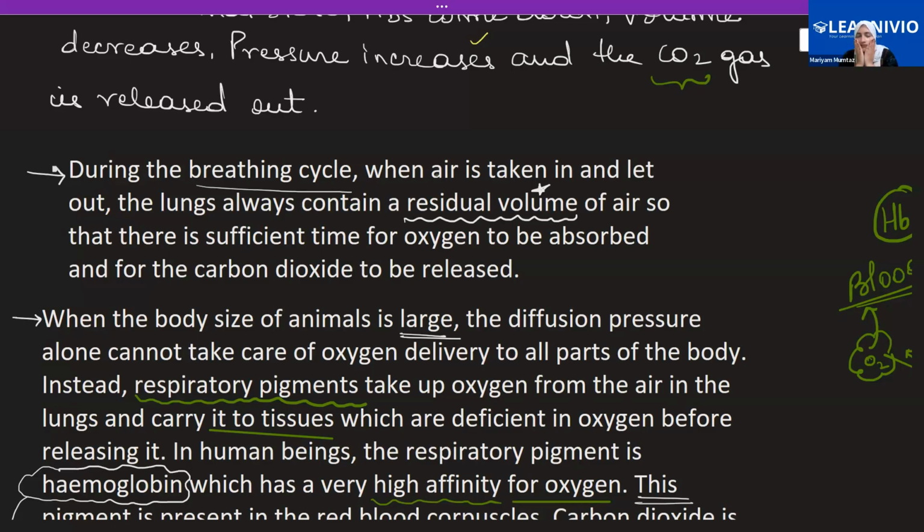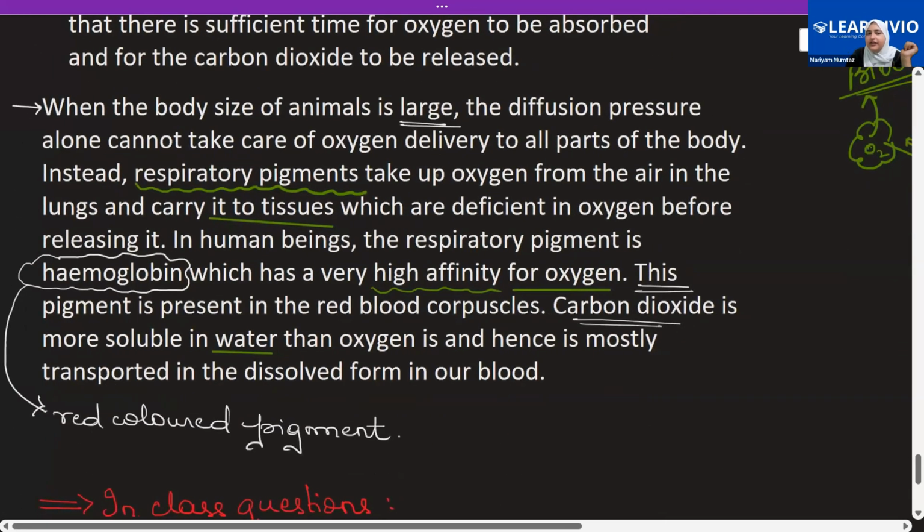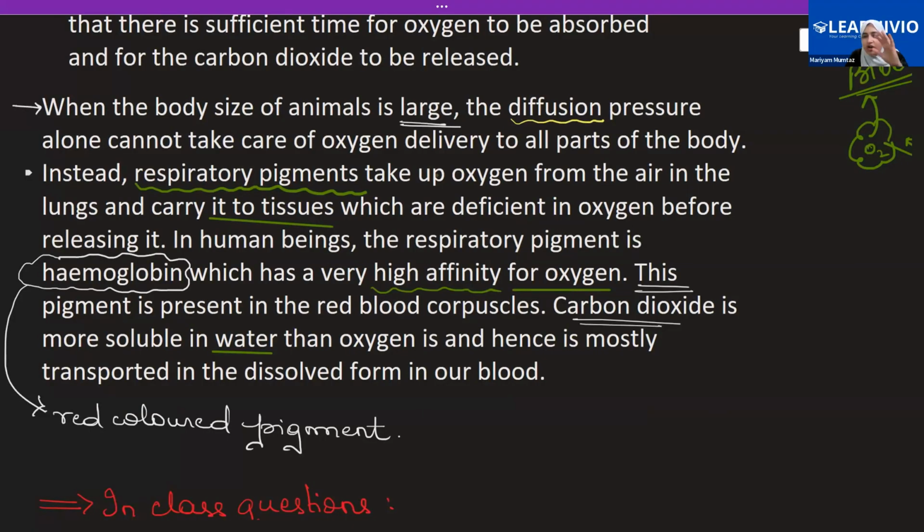Now, when the body size of the animal is large, diffusion is not enough to take care of the needs. It's not enough to exchange the gases. So that is why in humans, we have a respiratory pigment called hemoglobin. Where is the hemoglobin present? In the RBCs of our blood, the red blood cells. The reason why they are red is that they have the red colored pigment hemoglobin.